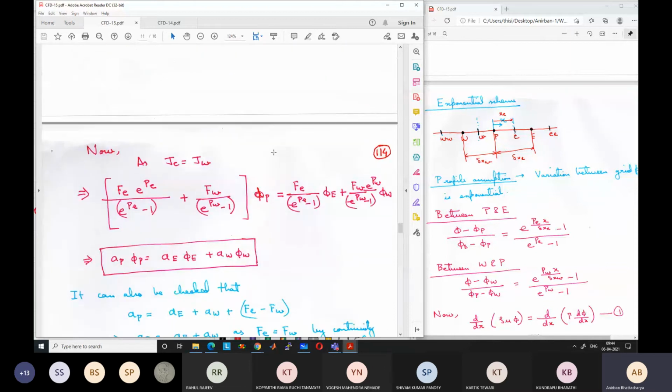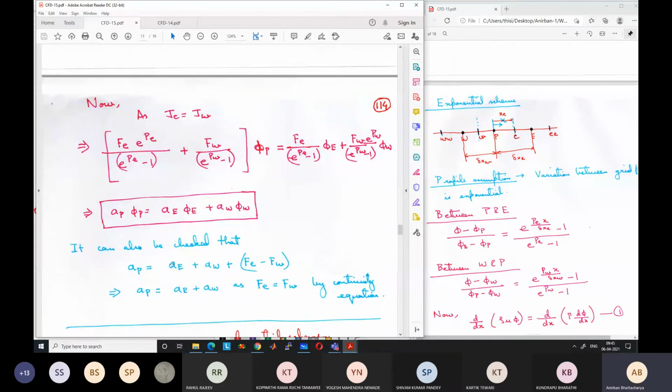I am not going through the steps, but what will happen is that you will get all the phi p terms together on one side, the phi e term on the other side, and the phi w term also on the other side. So ultimately it is the same expression: ap phi p is equal to ae phi e plus aw phi w, where ap is given by this entire thing, ae is given by this, and aw is given by this. Okay.